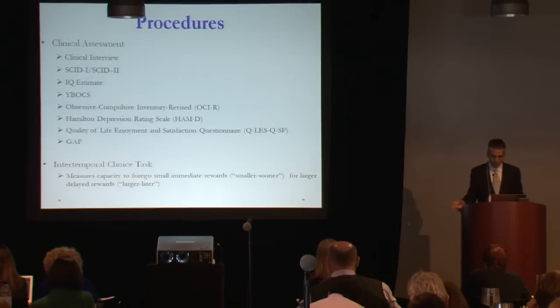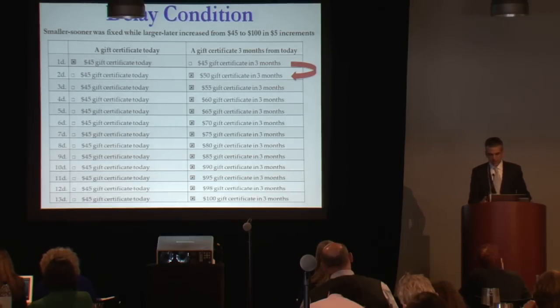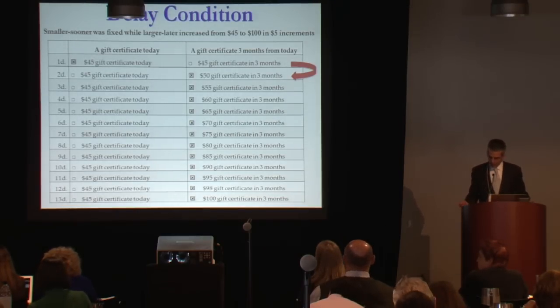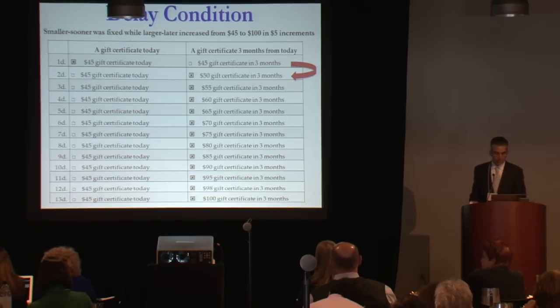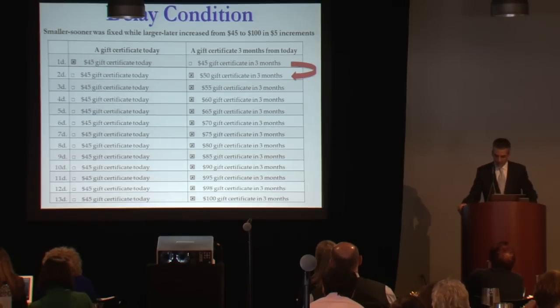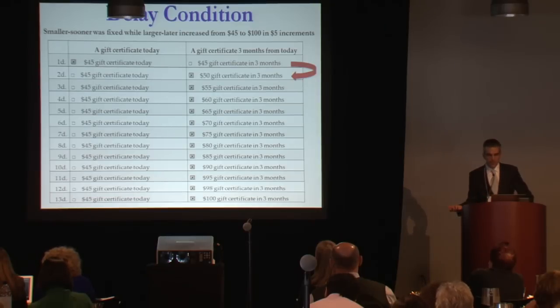The measure of delayed discounting was the intertemporal choice task, which is a measure of capacity to forego small immediate rewards, which we call smaller sooner rewards, for larger delayed rewards, which are known as larger later rewards. I'm going to give you now an idea of what the actual questionnaires look like. There were two conditions, one in which the smaller sooner reward was presented first, and one in which the larger later reward was presented first. This is the delay condition. There are a series of binary choices. They were offered the opportunity to get a gift certificate today versus a gift certificate in 3 months.